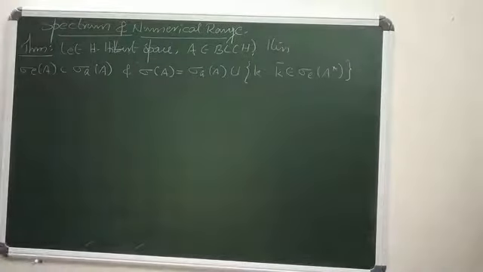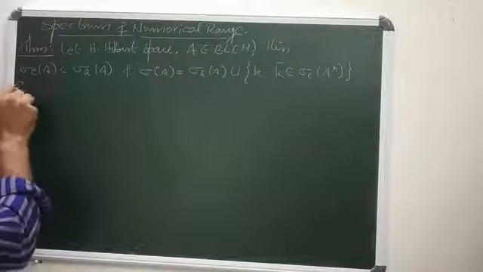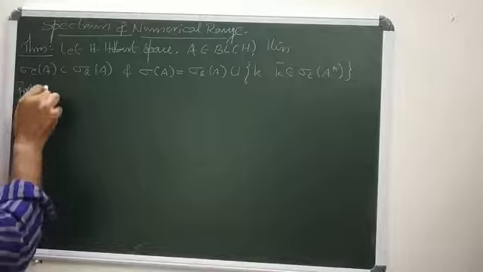So this is our next theorem. If H is a Hilbert space, A is in B(H), then sigma p of A is a part of sigma ap of A, and sigma A equals sigma ap of A union the set of all K with K bar in sigma p of A star. How to prove this one? So far, its proof is: let K be an eigenvalue of A.